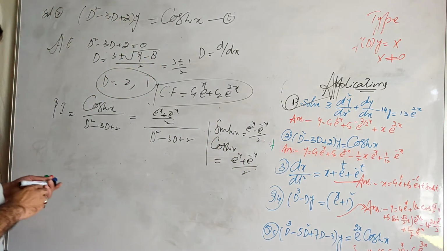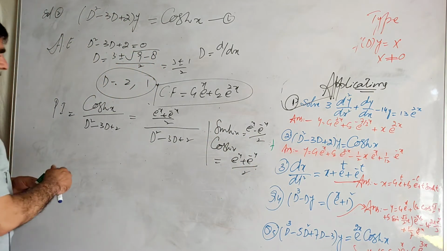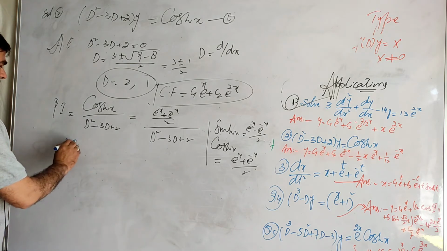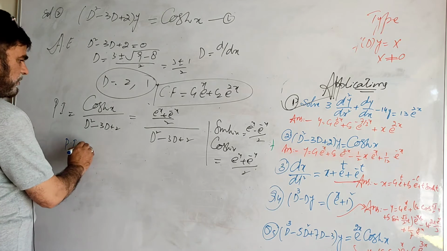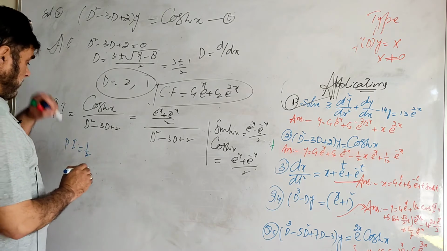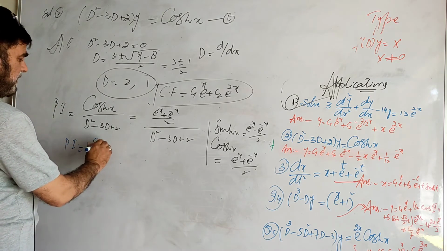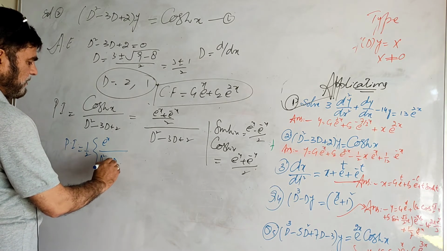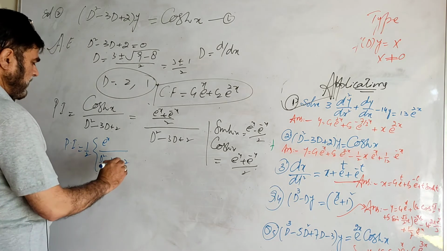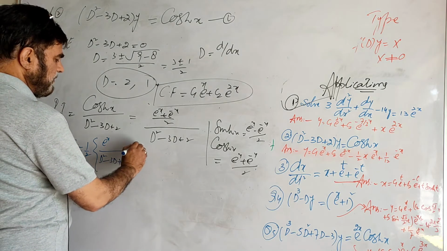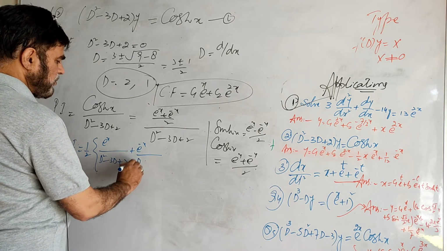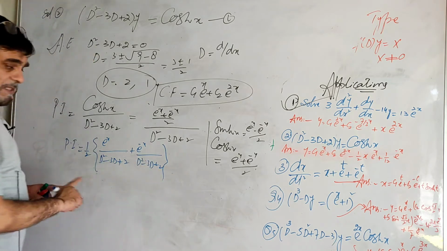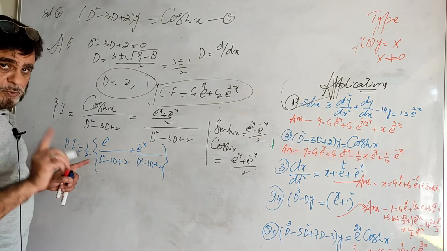Okay. Now we have to evaluate this. In this case I have this particular integral. I will write the particular integral. It is 1 by 2 out, 1 by 2 is out. This is e raised power x by d square minus 3d plus 2, plus e raised power minus x by d square minus 3d plus 2. This particular integral is divided into two parts.